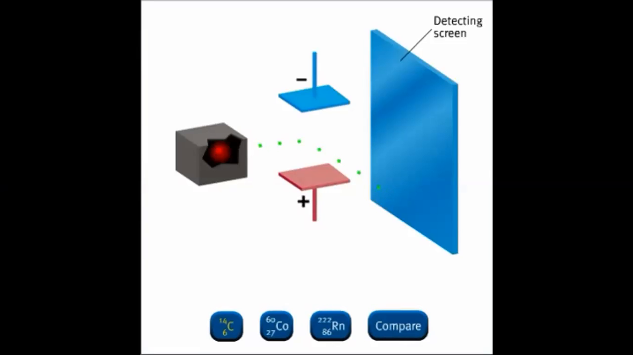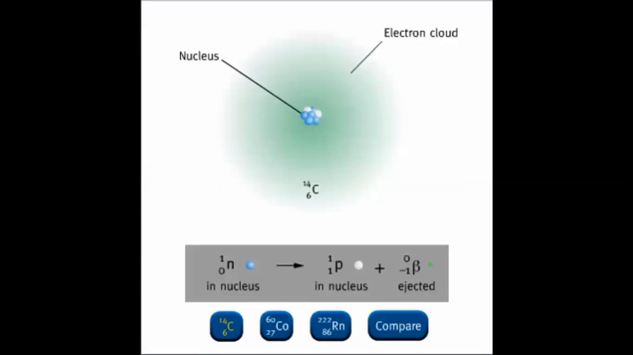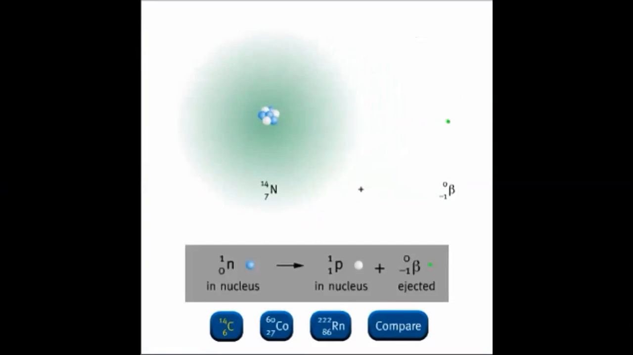In the decay process, a neutron is converted to a proton and a beta particle. A carbon-14 nucleus contains 6 protons and 8 neutrons. During beta decay, one of the neutrons is converted to a proton and an electron. This electron, called a beta particle, is then ejected from the nucleus, producing nitrogen-14. A nitrogen-14 nucleus is stable. Thus, no further radioactive decay occurs.